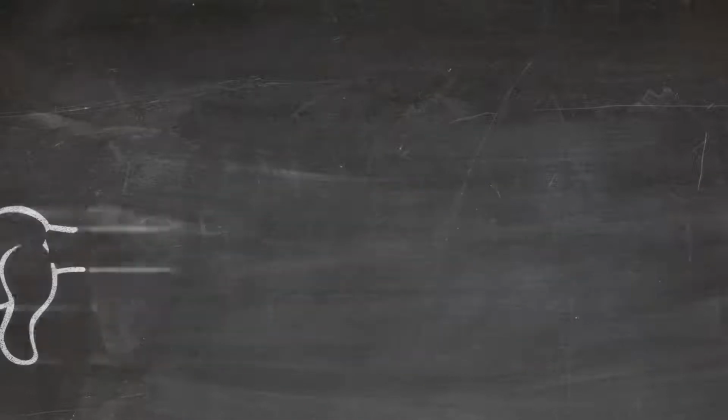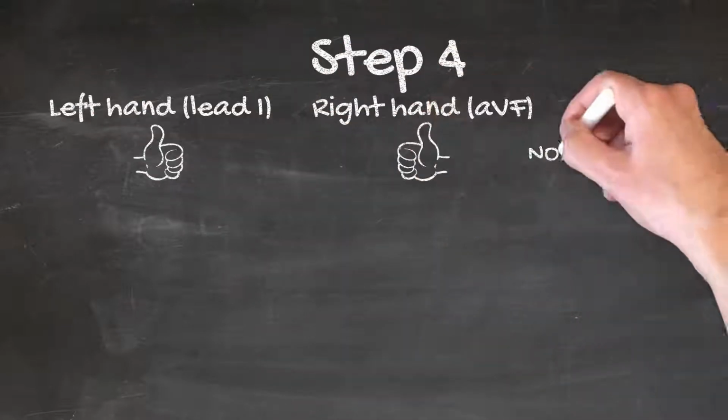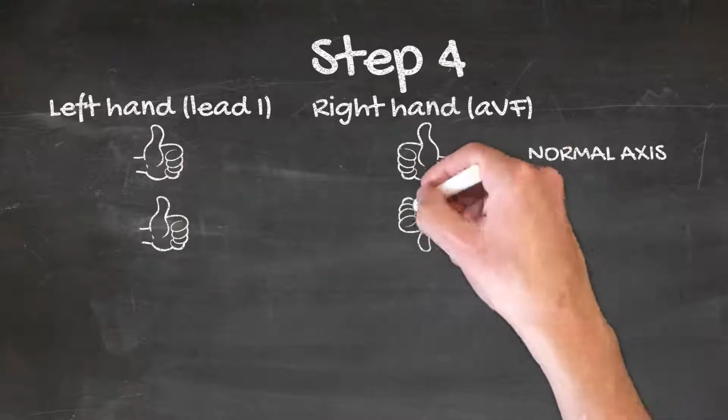For the final step, we just have to look at our thumbs. Both thumbs up, great, normal axis. Just the left thumb up means we have a possible left axis deviation.